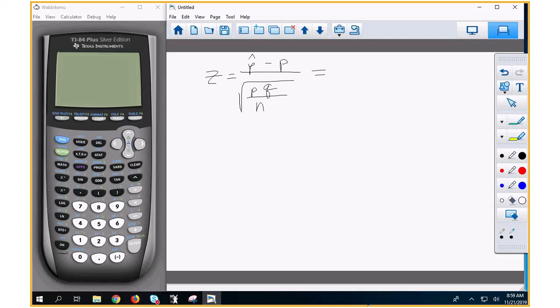All right, so that's going to be 0.611 minus 0.6 over the square root of 0.6 times 0.4 over N, which is 1561. Crank that out, and you get 0.89. That's basically a z-score.